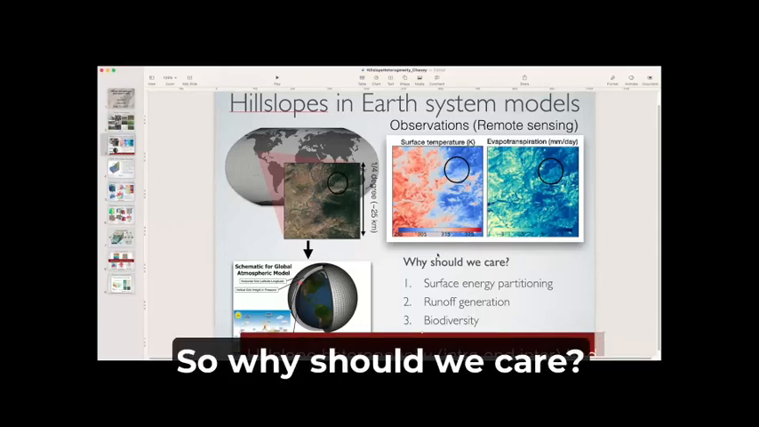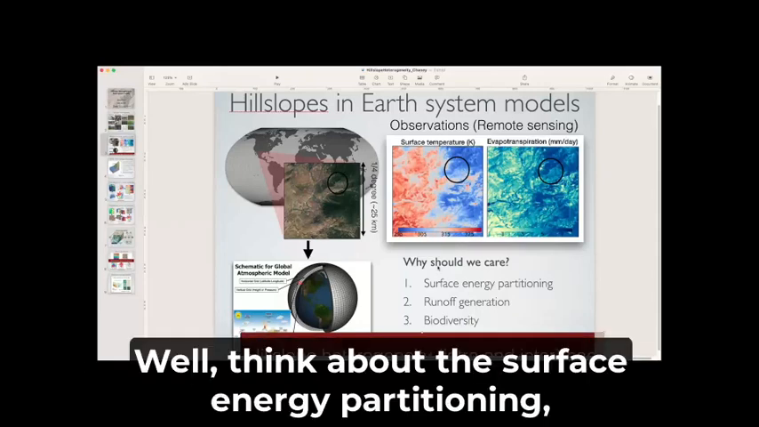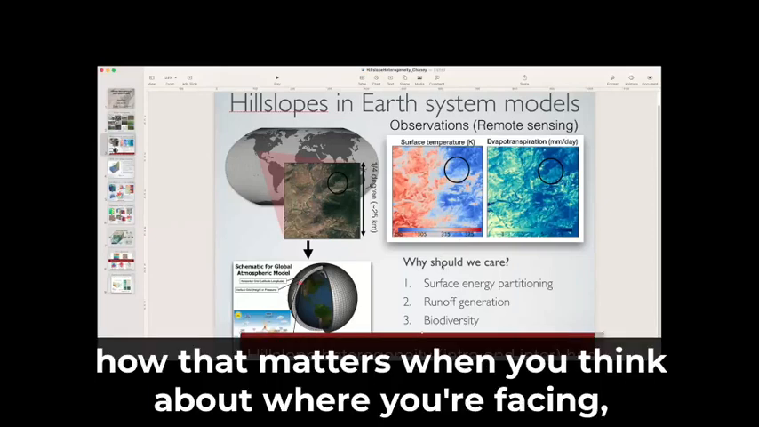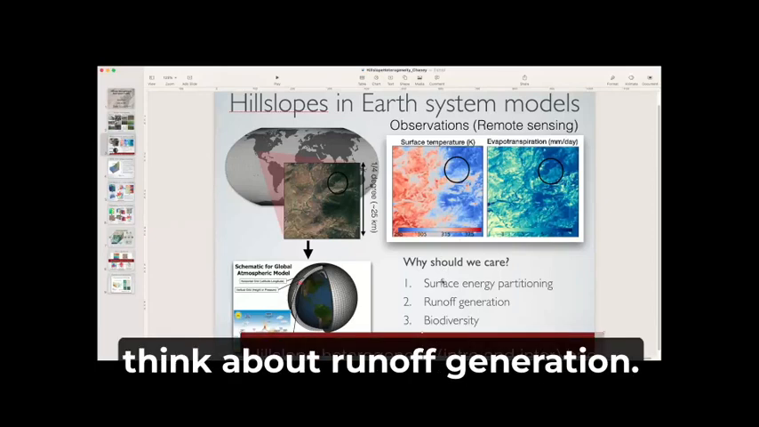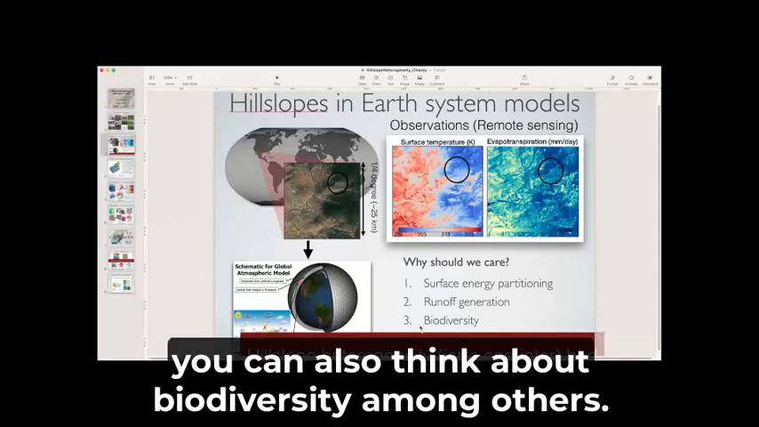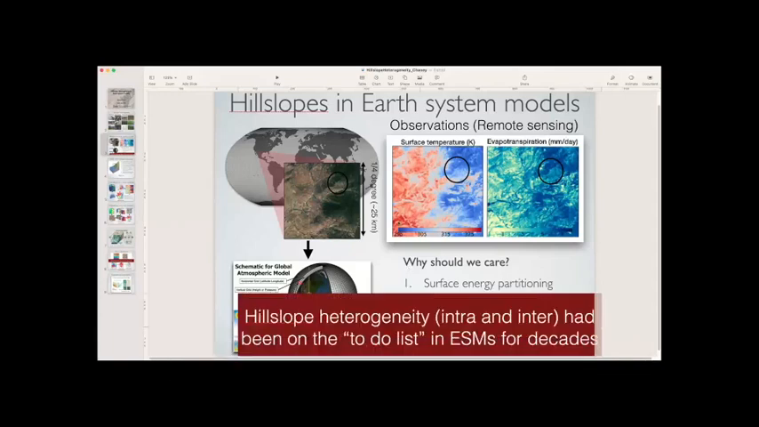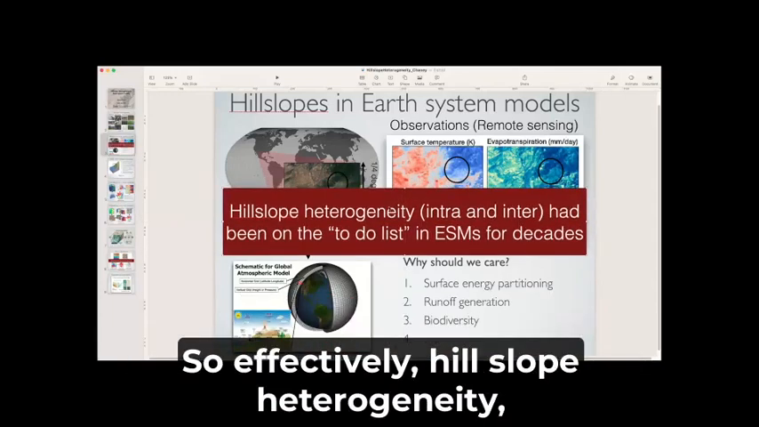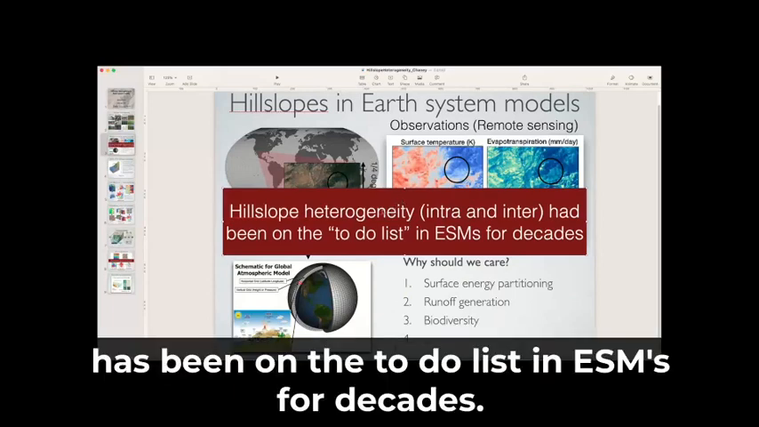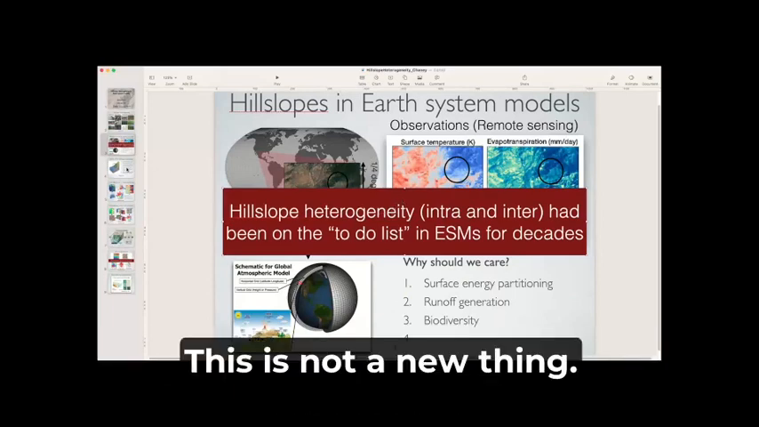So why should we care? Well, think about the surface energy partitioning, how that matters when you think about where you're facing. Think about runoff generation. That's the classic way that we think about hill slopes. And you can also think about biodiversity, among others. So I'll bring this back up here. Effectively, hill slope heterogeneity, both intra and inter, has been on the to-do list in ESMs for decades. This is not a new thing.